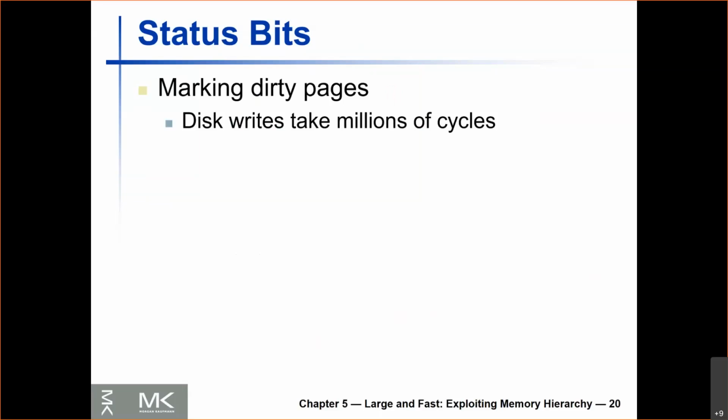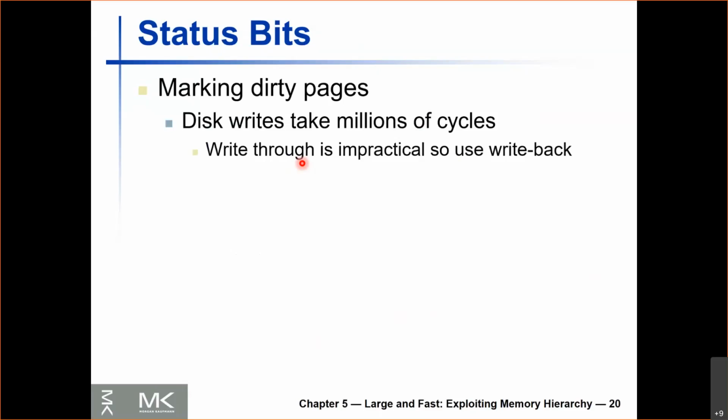So disk writes take millions of cycles. So when we design memory, it's not practical to design memory as write through. Remember we only had dirty bits with write back. With write through, we just wrote to the cache and also wrote to the next level. This is not practical with memory because disk writes are so expensive. So we don't want to have to write to disk every time we write to memory.